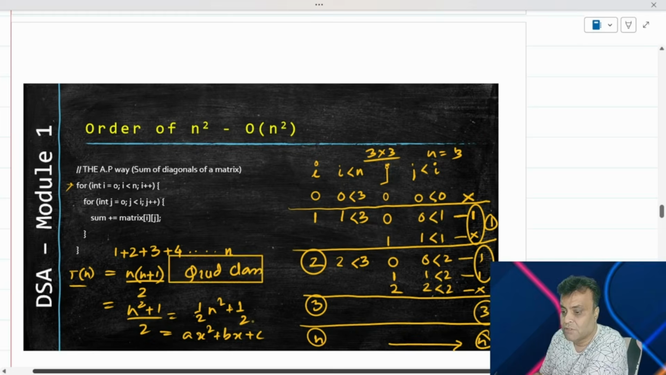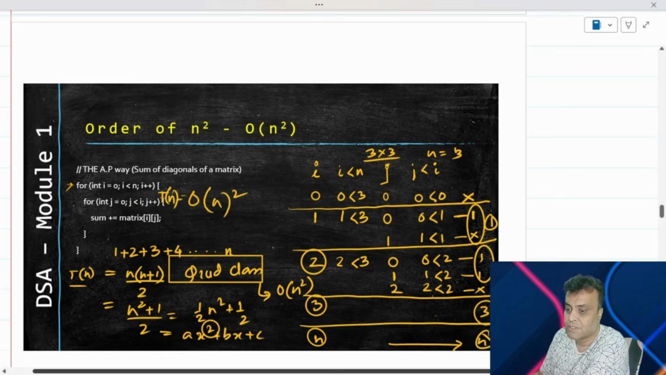And for a quadratic class of polynomial, the highest degree is 2. So therefore, this will be an order of n square. So this also is an order of n square as far as time complexity is concerned.